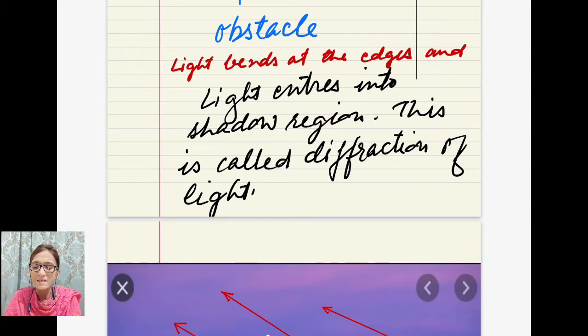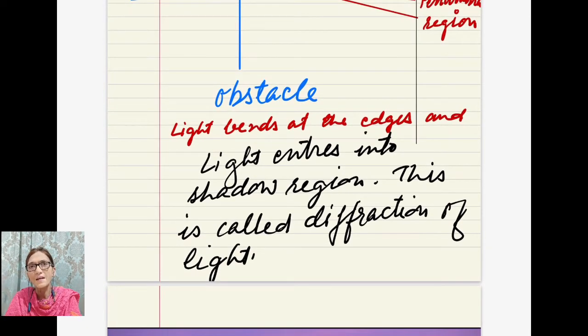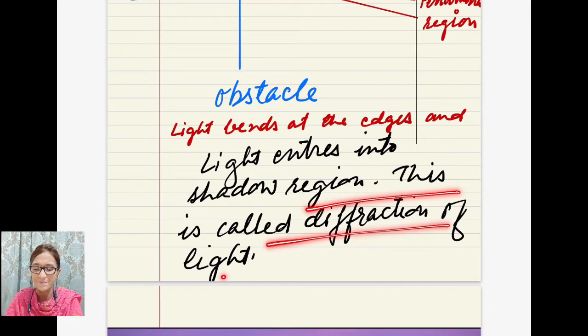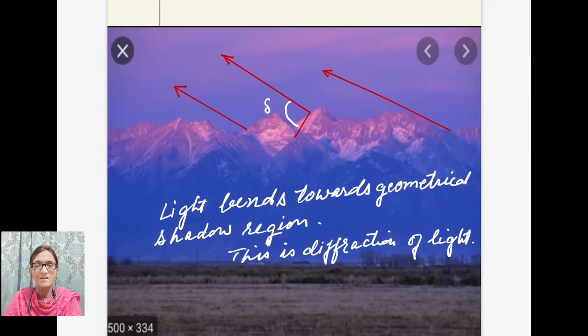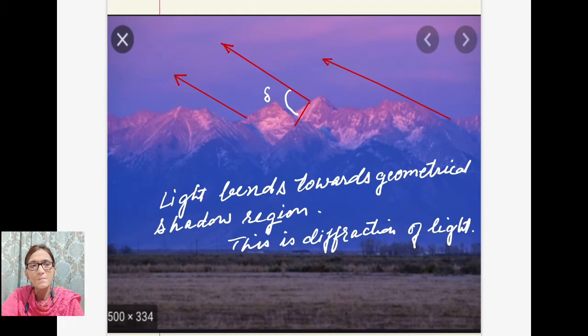So when light passes through a small aperture, small hole, or is hindered by a small obstacle, then it bends at the edges, and this bending of light and entering of light into the geometrical shadow region is called diffraction of light. Now, diffraction of light can be observed just behind a door. You can see the shadow region with alternate dark and less dark regions of different widths behind the door.